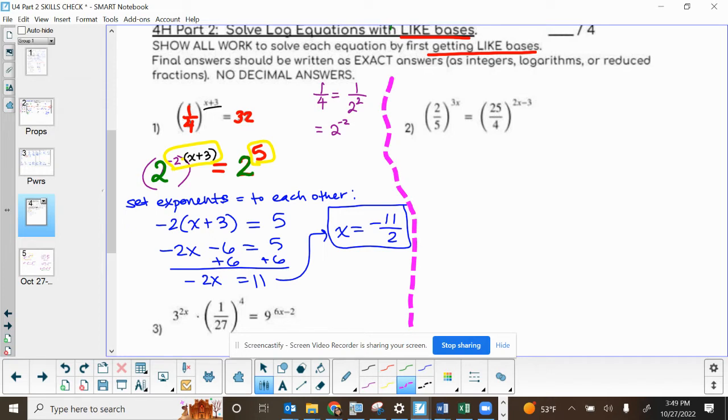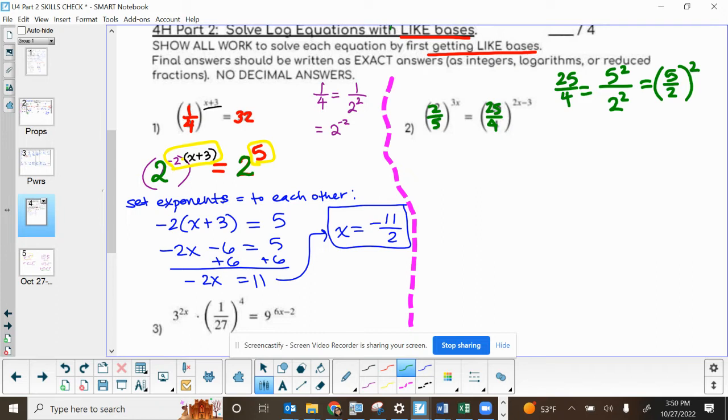Then for number 2, this looks complicated because there's a lot of fractions, but I'm really going to look at, okay, I have fractions everywhere, and I have a 2/5 here. So can I rewrite this base of 25/4 as 2/5? So I know that 4 is just 2 squared, and I know that 25 is just 5 squared. So I'm just doing this to the side here. This is just 5 squared over 2 squared, which I can rewrite as 5/2 squared. That's really close to 2/5.